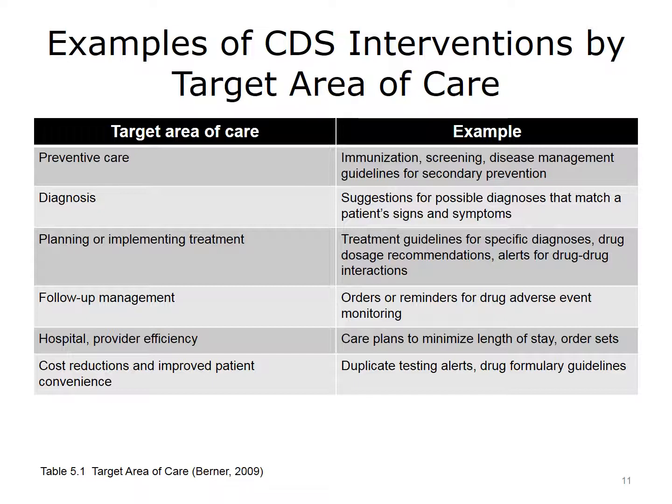The sixth and final row is the target area cost reductions and improved patient convenience. Examples of CDS interventions include duplicate testing alerts and drug formulary guidelines. Thus, CDS interventions can assist healthcare providers at different stages in the care process. That is, from preventative care through diagnosis and treatment, all the way to monitoring and follow-up.